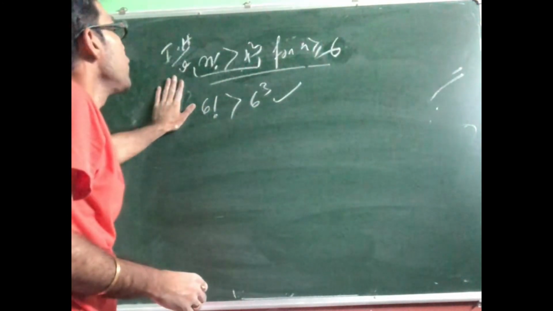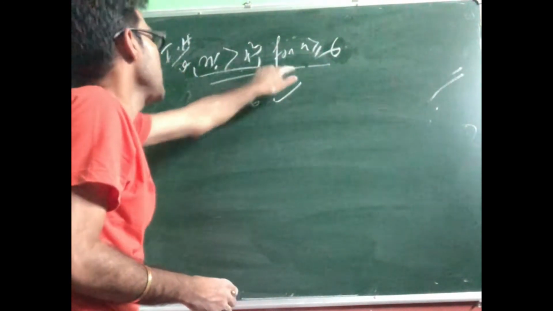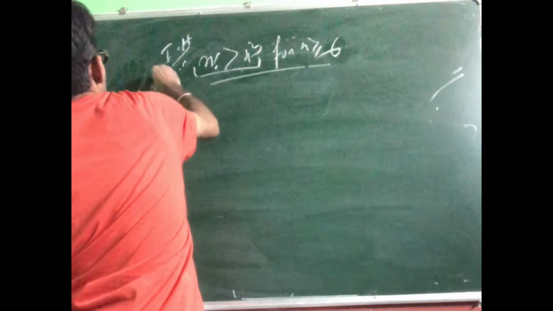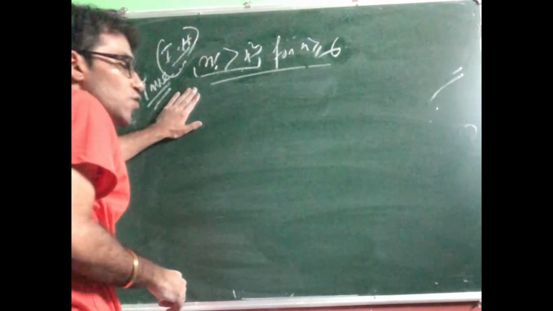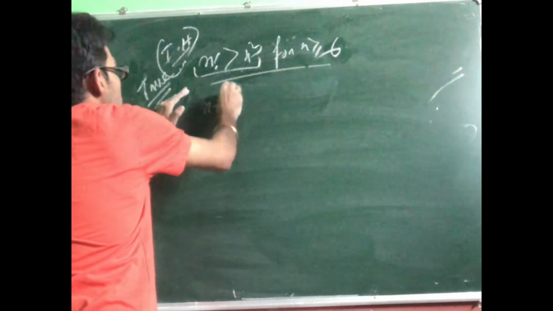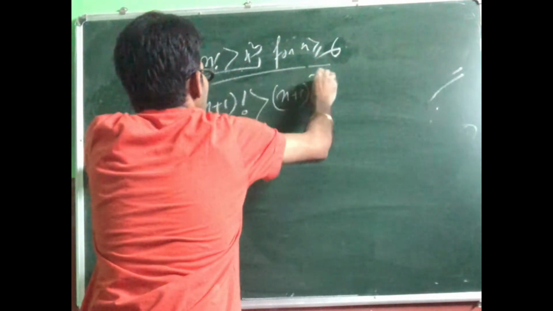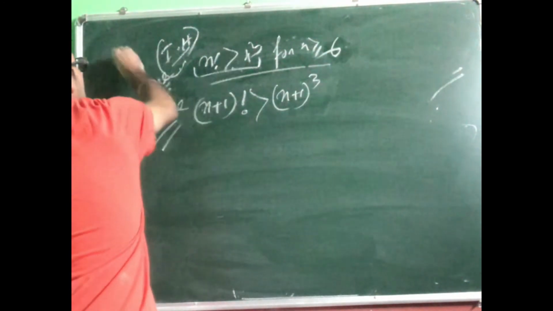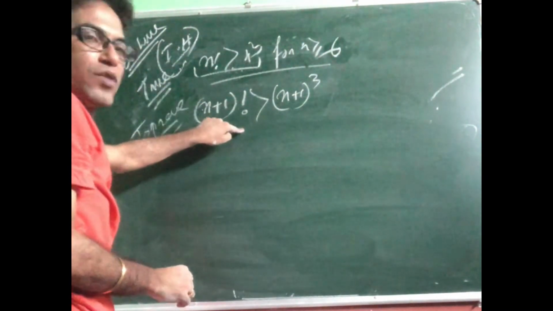Next, using the induction hypothesis, I am assuming this particular statement holds true. So this statement is true, and I am claiming this statement to be true using the induction hypothesis. Now I need to prove that this statement also holds true for n equal to n plus 1. So this would become (n plus 1) factorial greater than (n plus 1) cubed. This is what I am required to prove, and this is what we have.